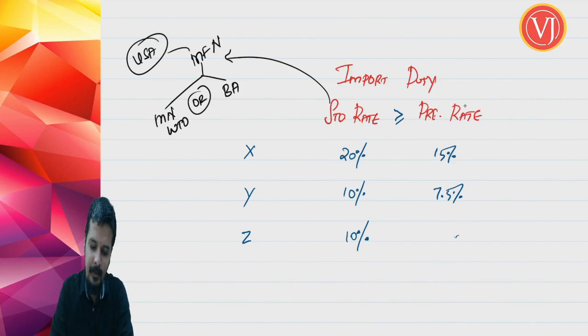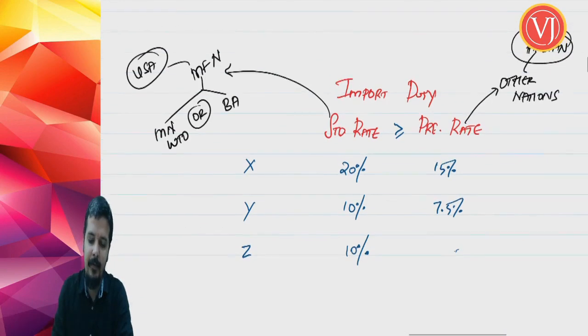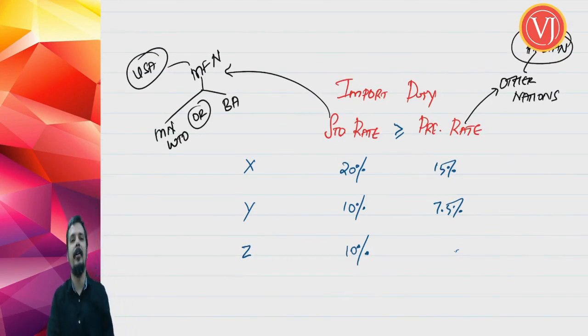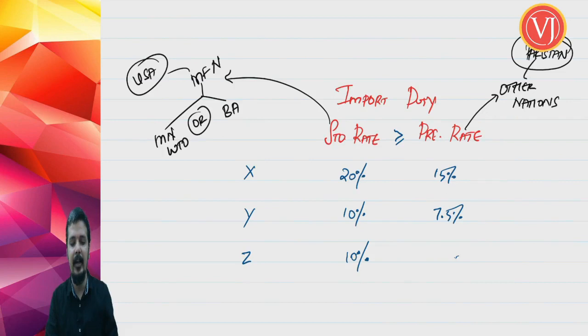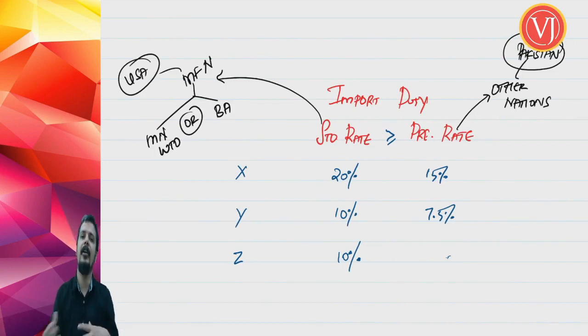And you have something called other nations or other countries, say for example, Pakistan. Initially, India gave MFN status, most favored nation status, to Pakistan, which of late was taken away. Somewhere in 2018, India took away the MFN status from Pakistan.